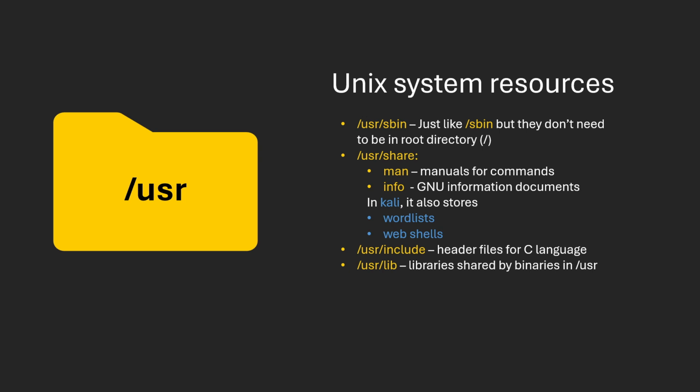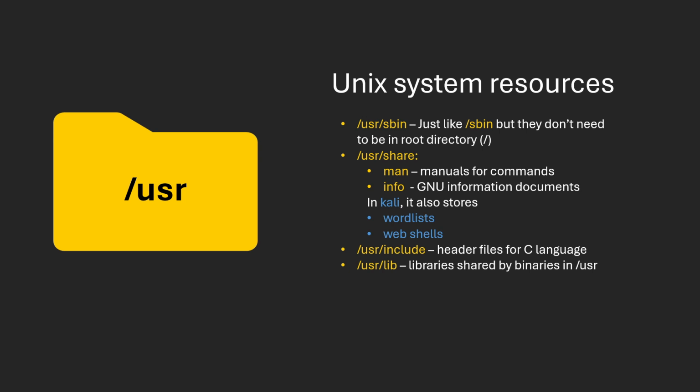/usr/include stores all the header files for the C language. This is not a C language course, so I'm not going to dive too deeply into it. It's pretty much all the functions that are meant to be used in C. And /usr/lib stores all the shared libraries used by binaries in /usr.